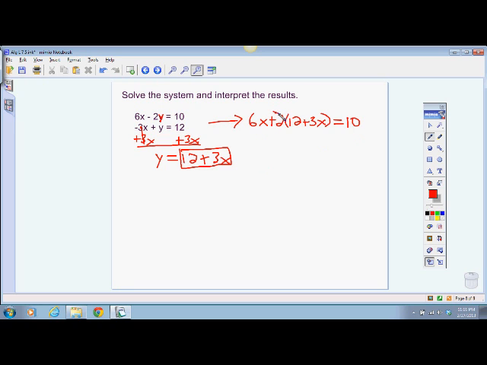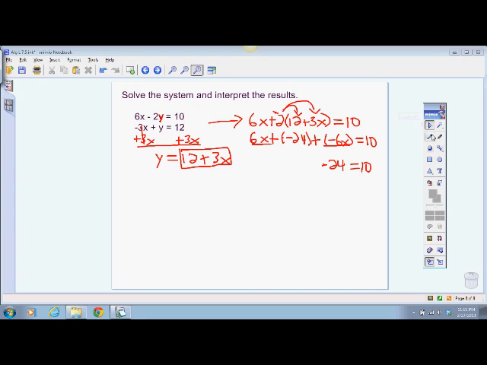Keep, change, change. If we simplify this, we have 6x plus negative 2 times 12, which is a negative 24, and I'm just going to put that in parentheses for neatness, plus negative 2 times a positive 3x, which is going to be a negative 6x, and that equals 10. Our like terms: 6x's and negative 6x's ends up being 0x's. 0x's plus our negative 24. Basically, this means that negative 24 equals 10. That is not a true statement.